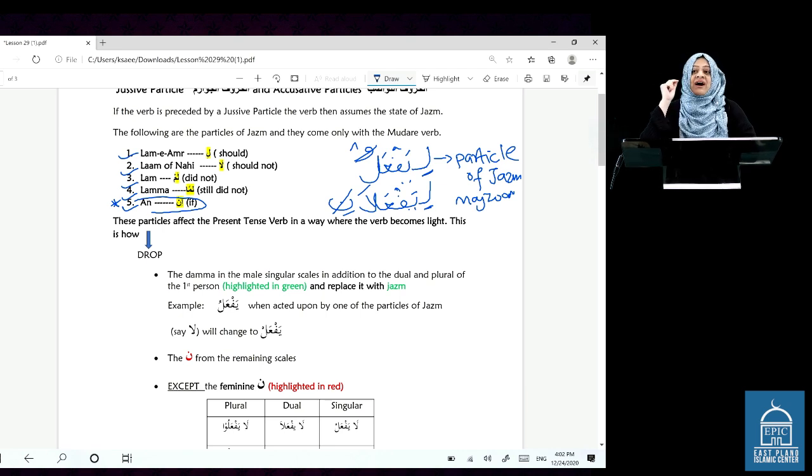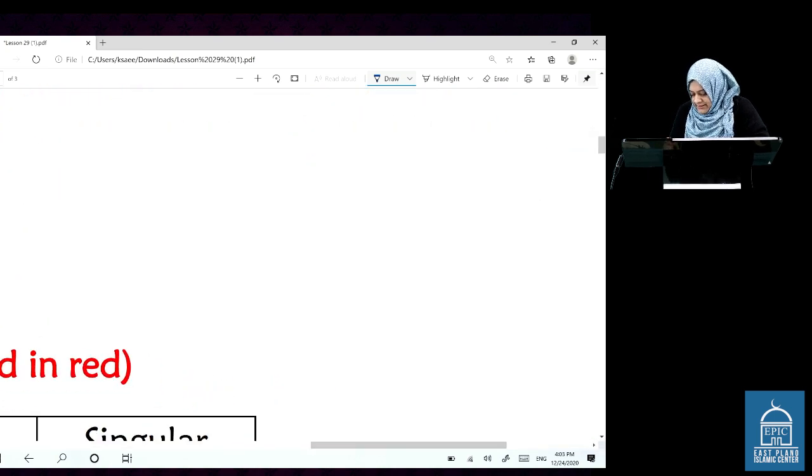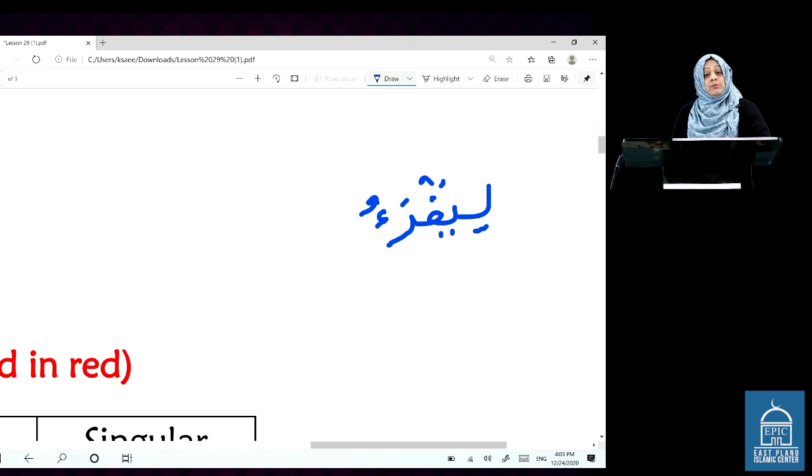For example, if I say yaqra'u, and I bring li there, it will become li yaqra'. The hamza will carry a sakin. Let me write it over here, okay? So if you have yaqra'u, and if I bring li, it will be what? He should read, okay? He should read.